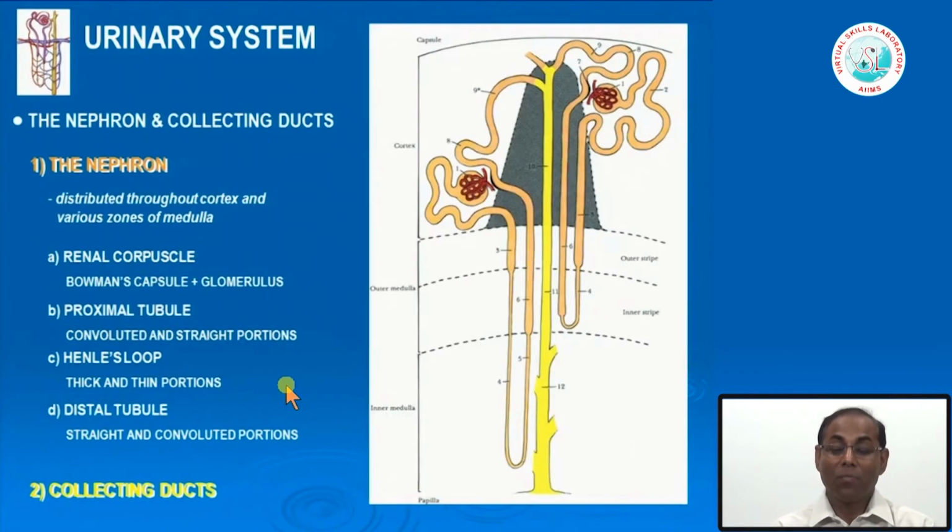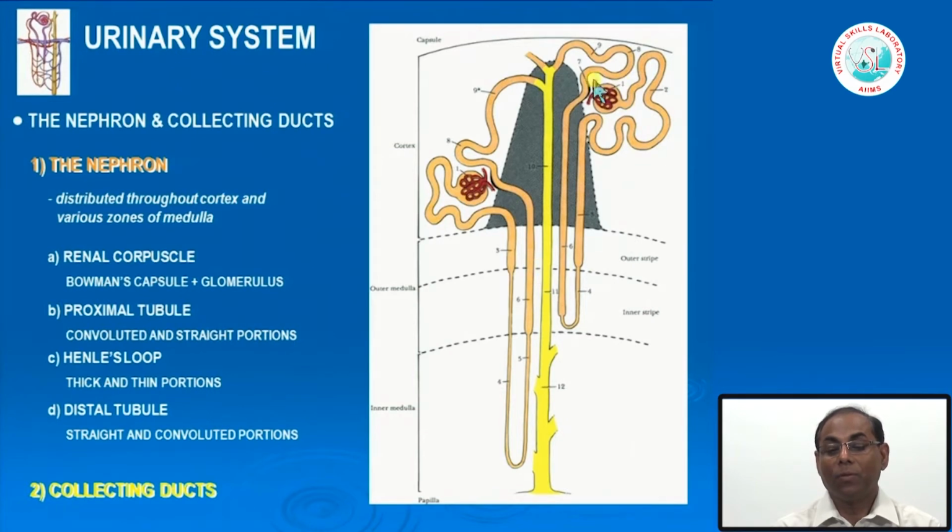Now, we go down a little more to the smaller structural components of the kidney, and the unit of this whole excretory system, the kidney, is the nephron. And what are the components of the nephron, that you must remember. The nephron consists of the renal corpuscles, that is, the glomeruli, and then the proximal tubules, and then the loop called Henle's loop, and then the distal tubule, and then they drain into the collecting duct.